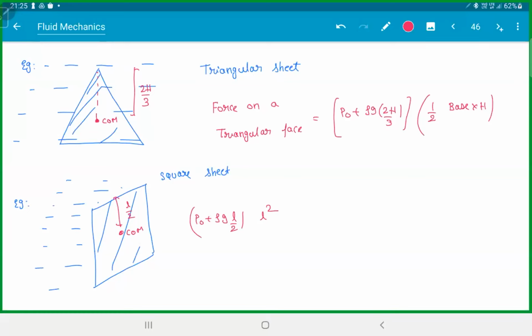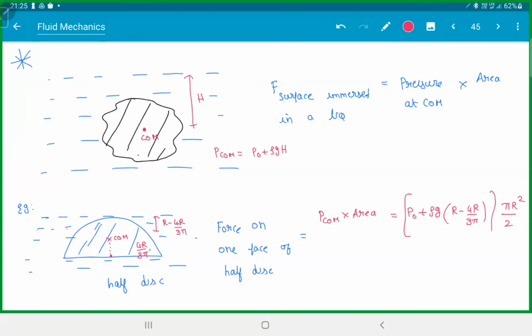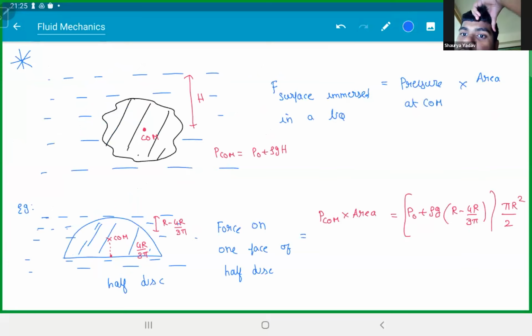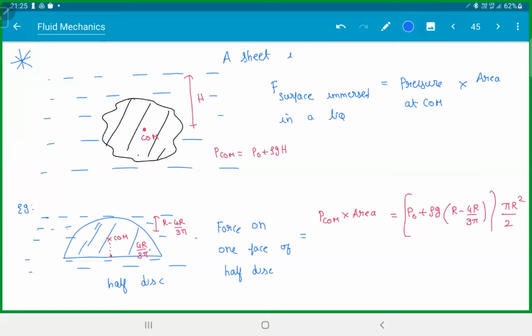Someone is asking whether the object is kept horizontal in the liquid. It is immersed in the liquid, right? Basically, these are sheets. A sheet is immersed in a fluid. It is not a solid object. This formula is valid for sheets.